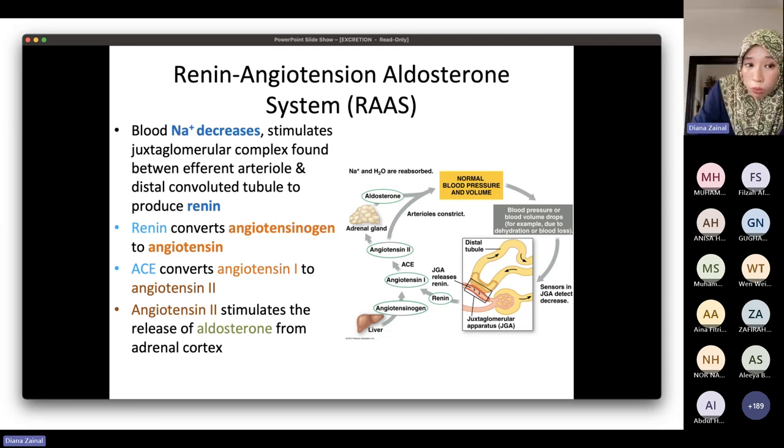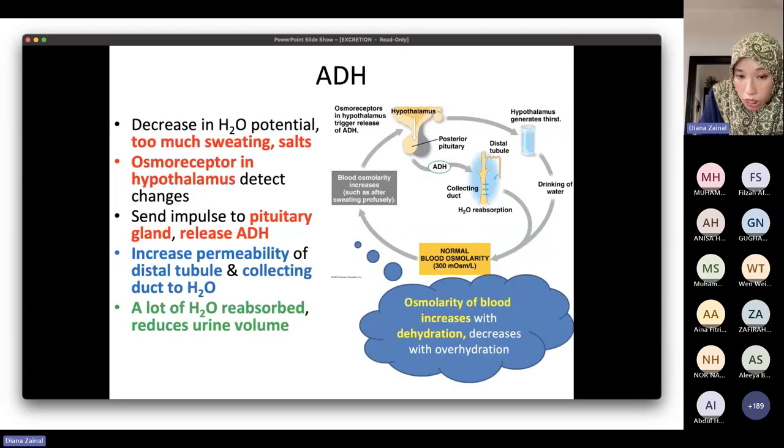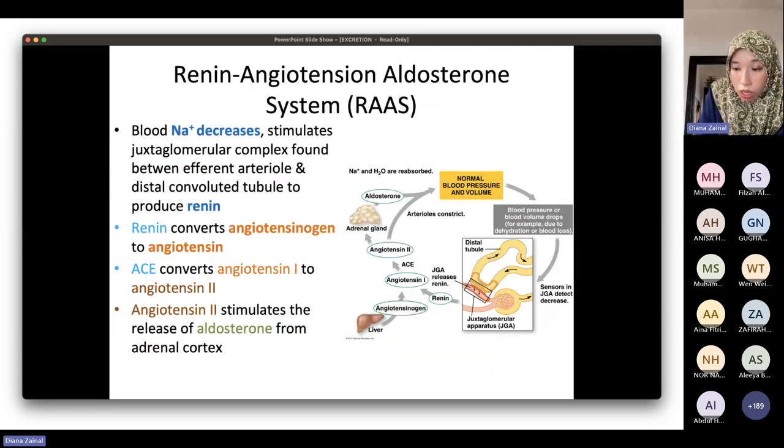So bila benda tu berlaku, itu yang menyebabkan stimulate the juxtaglomerular, and then releasing the renin, sekali dengan liver to produce the angiotensinogen, converting one kepada two, okay, and then finally you're producing the aldosterone, which is gonna bring your blood pressure back into normal level. So ingat yang tadi tu, the ADH is when you are lack of water, when your body is dehydrated. This one is concerning blood pressure.